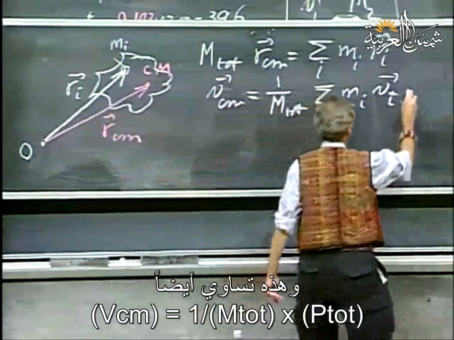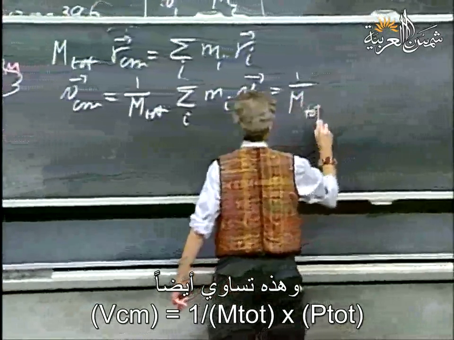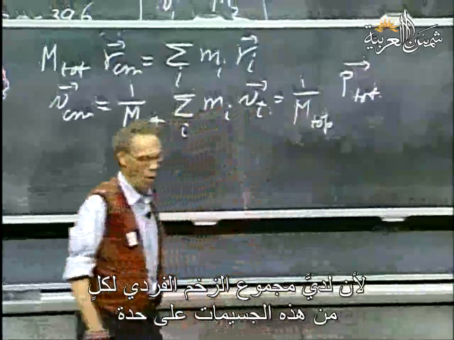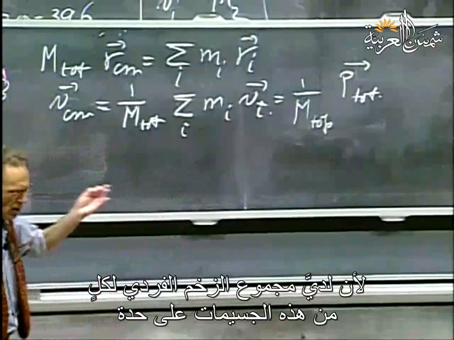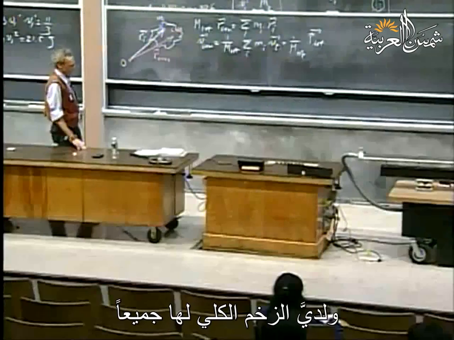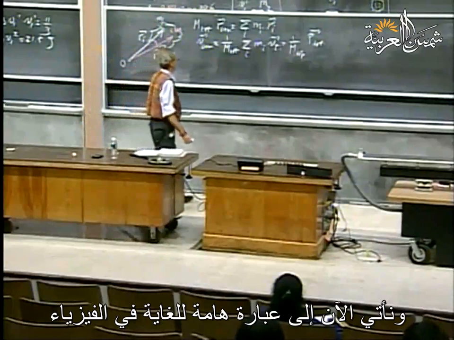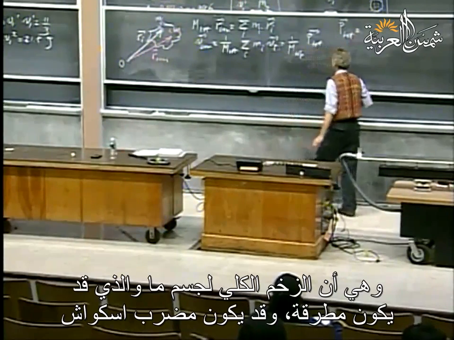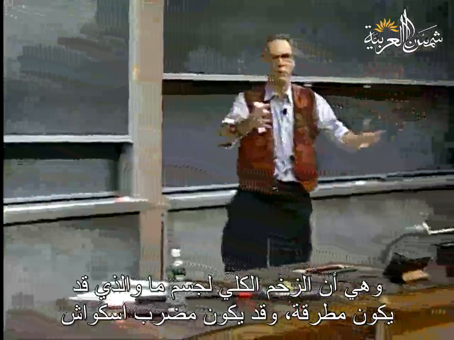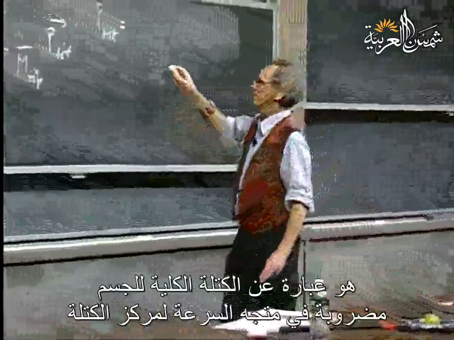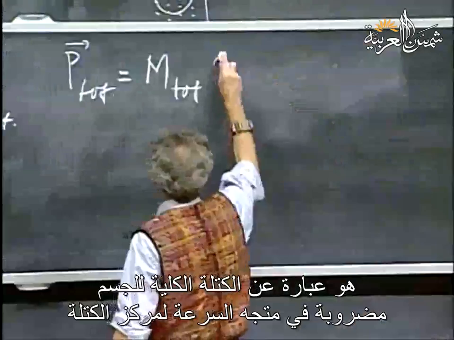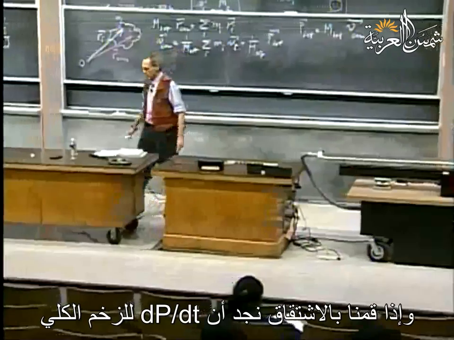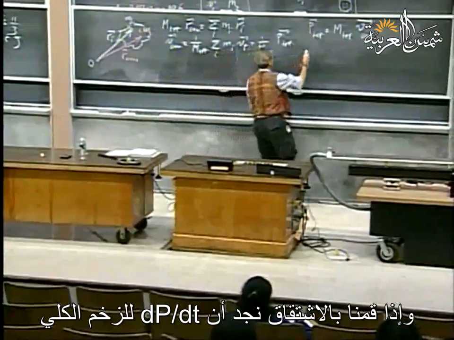Now this is also 1 over m total times the total momentum, because I have all these momenta of these individual particles, and they have together a total momentum. And so now you come to another very important statement in physics, and that is that the total momentum of an object, which could be a hammer, which could be a squash racket, is the total mass of that object times the velocity of the center of mass.